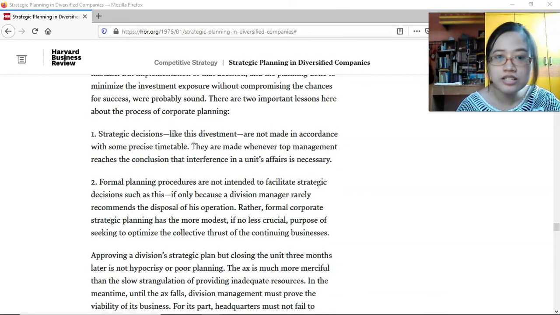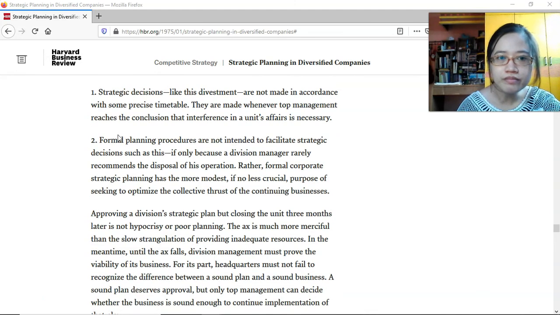So yung una, strategic decisions like this divestment are not made in accordance with some precise timetable. Hindi yung iintayin mo pa na makita mo na lost talaga yung result ng division. If you've seen already yung tipong red flags, meron namang mga ganyan sa business. Red flags, ganyan. So, they are made whenever top management reaches a conclusion that interference in a unit's affairs is necessary. Okay? In a way, normally, mga nasa top management naman sila yung experience na marami nang naranasan, marami nang nakitang businesses na nag-fail and nag-succeed. So, either, they could see something in a particular venture na hindi maganda.